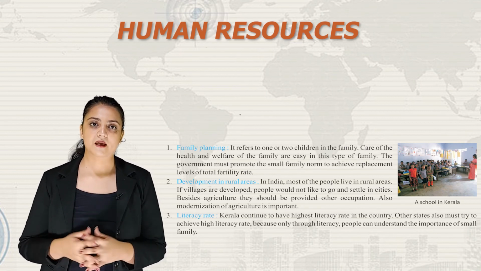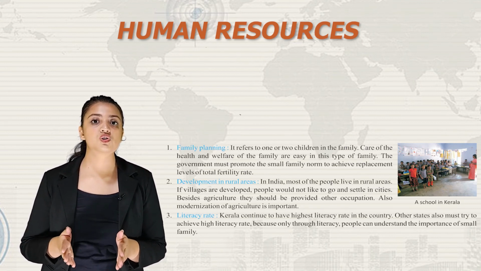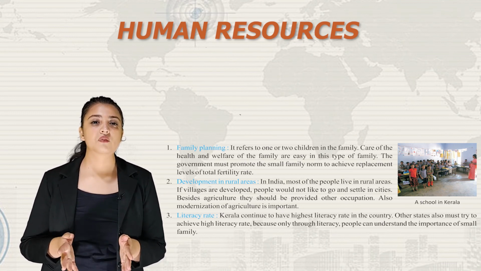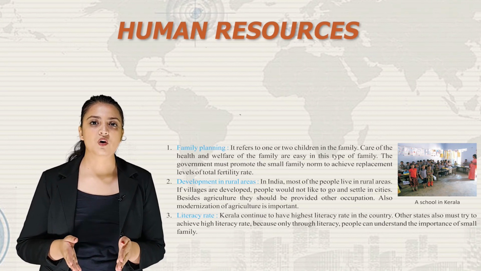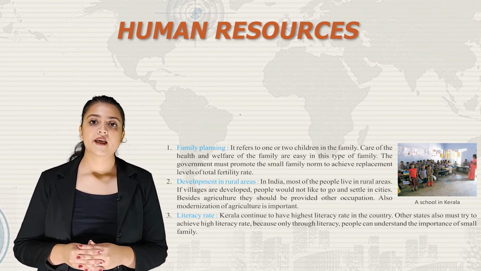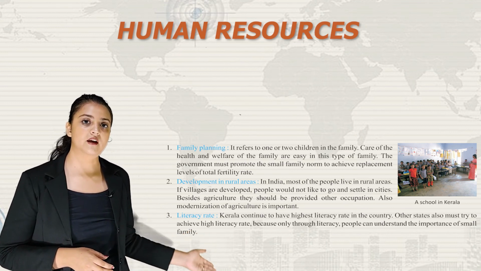First is family planning. It refers to one or two children in the family. Care of the health and welfare of the family is easy in this type of family. The government must promote the small family norm to achieve the replacement level of the total fertility rate. Here is an image of a school in Kerala.